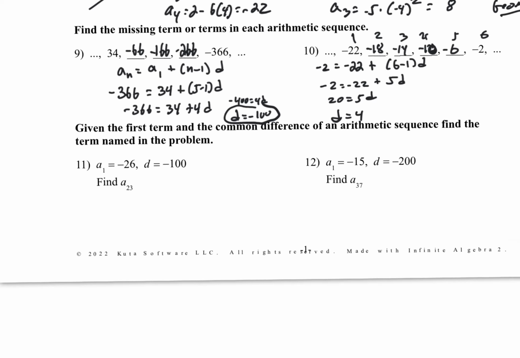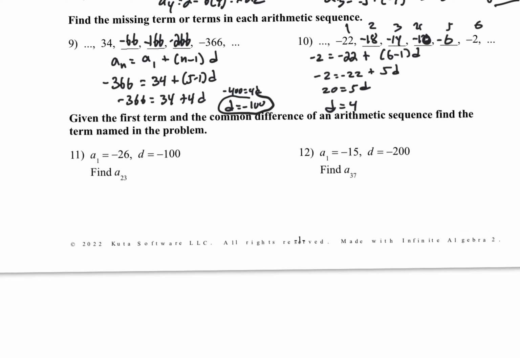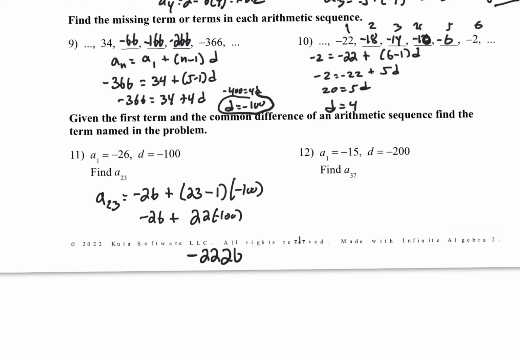Number 11, given the first term and the common difference of the arithmetic sequence, find the named one. So a to the 23rd is going to equal our first term, negative 26, plus our value of n, which is 23, minus 1 times negative 100. So that'd be negative 26 plus 22 times negative 100. Grab a calculator. And we get negative 2,226.